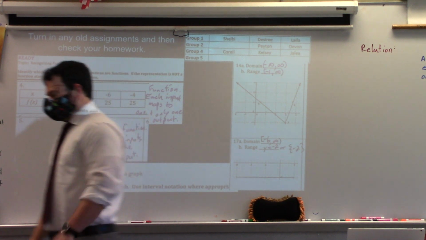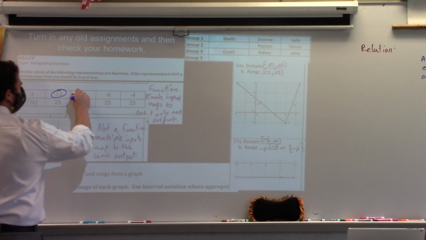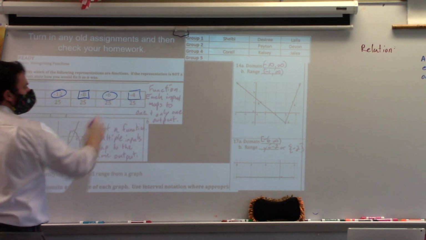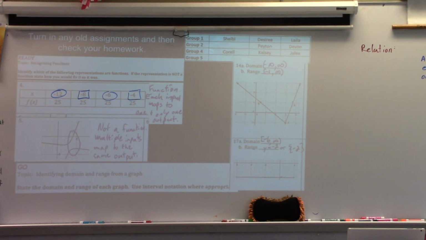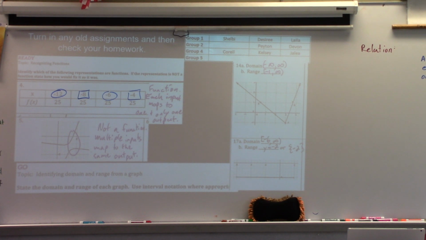So tell me this, Corel. Negative 12. What does it map to? 25. Does it map to anything else? No. Negative 8, 25. Negative 6, 25. Negative 4, 25. Do any of those inputs map to more than one output? No. And it's a function. The definition of a function does not care if an output is repeated, it's if an input is repeated.